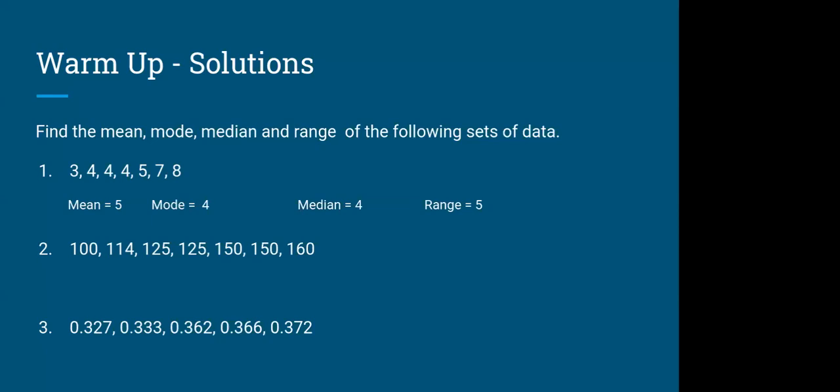60. Bam. So remember, ladies and gentlemen, there can be two modes. Let's say this: there can be more than one. So the mean was 132. There were two modes, 125 and 150. There was a median of 125 and a range of 60. Exactly.